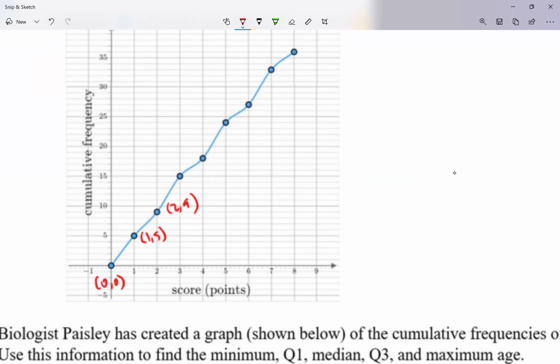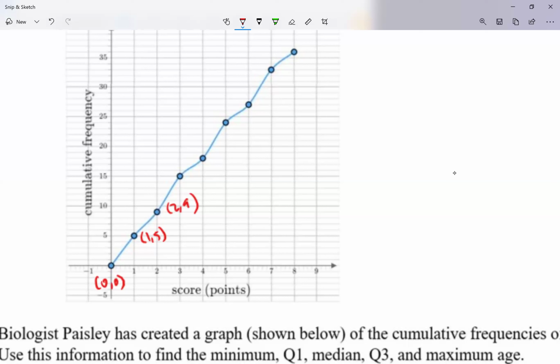My 0, 0, so remember, 0 score, so that means 0 or less, 0 people got. Remember, my first number is the score. 0 or less, 0 people got. Okay, it's interesting. 1 or less, 5 people have. So I'm going to say, well, that means that 5 people got 1 point. A score of 2 or less, 9 people have. So there's 9 people that have 2 or less. I know there's 5 people that have 1, right? So that means there's 4 people that got 2.